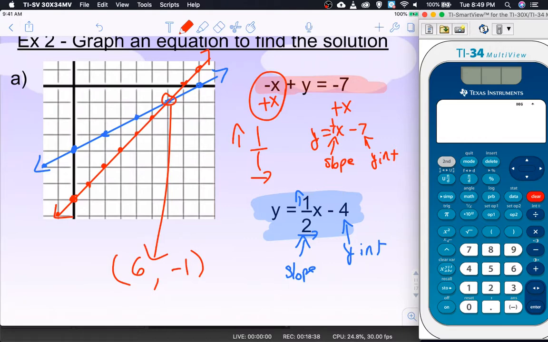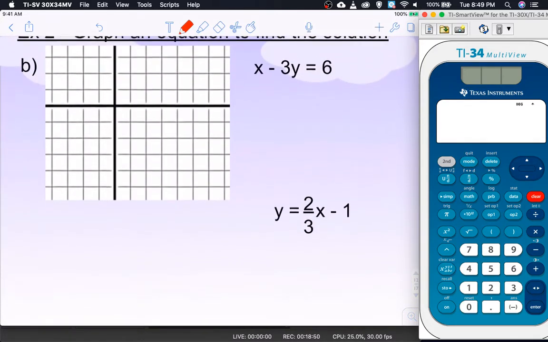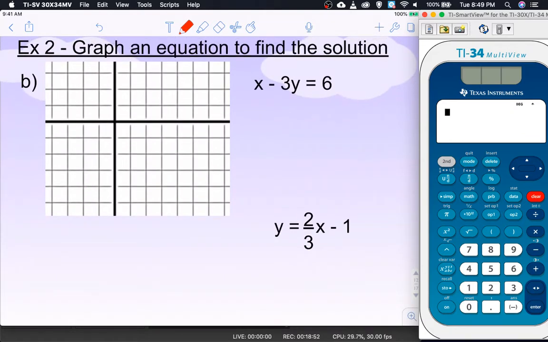So by graphing both lines, I can find the intersection. I can find the one point where they meet. That is the solution. Okay? Hopefully this is bringing back some fond memories of when we did this previously. And if not, maybe you want to go back and watch some old videos on graphing lines.